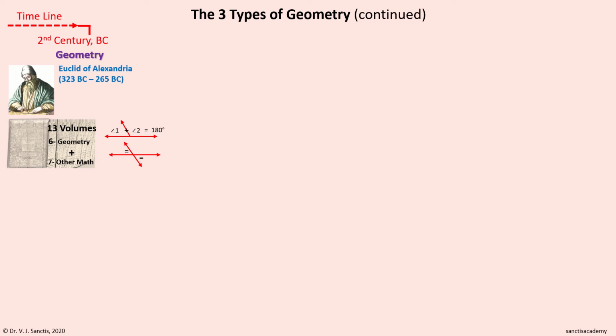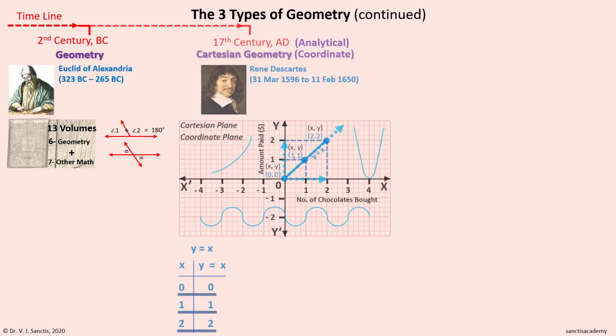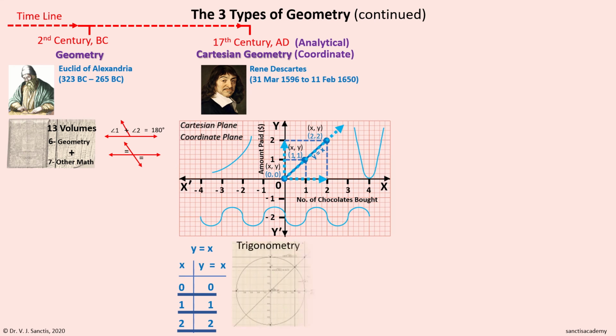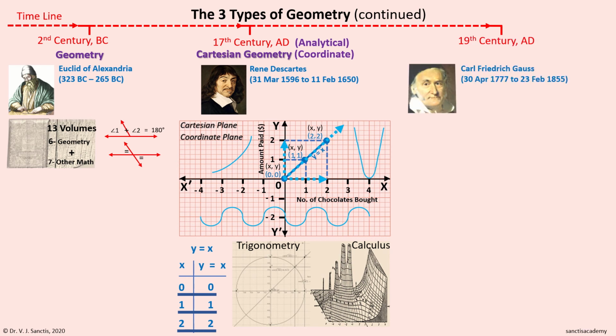The second was centuries later in the 17th century AD when René Descartes combined algebra and geometry. We noted that this system led to advances in trigonometry and calculus. But in geometry itself, there were no major developments until the 19th century AD when Carl Friedrich Gauss and a few others began questioning diligently whether there was any geometry different from Euclid's.